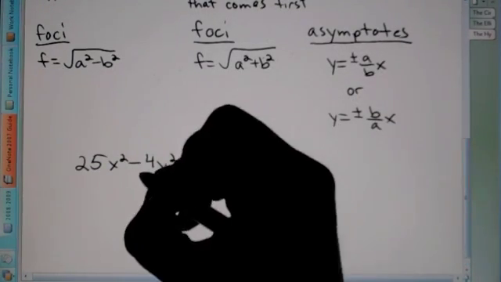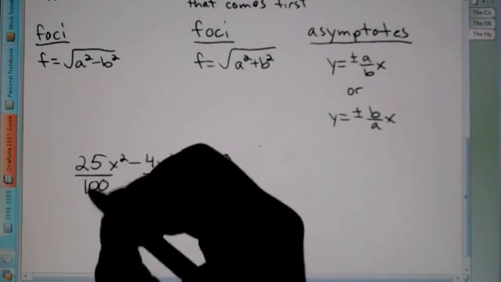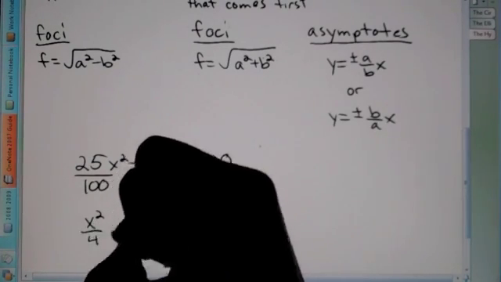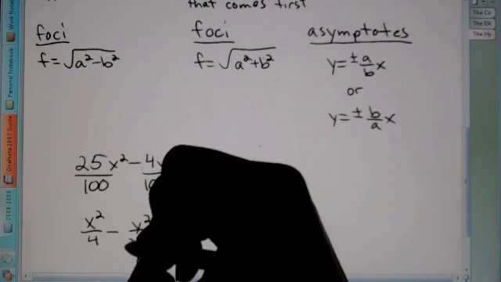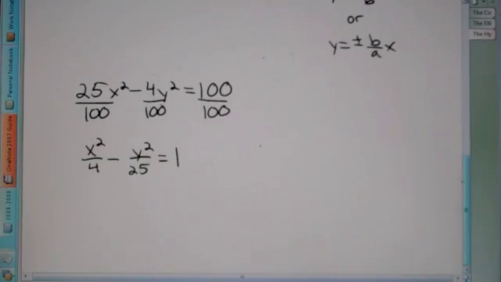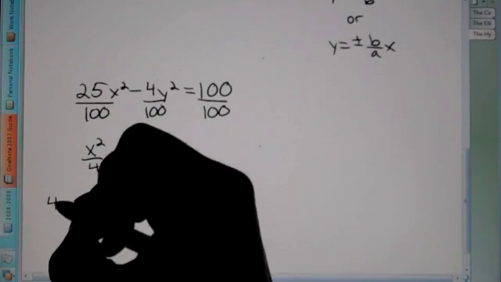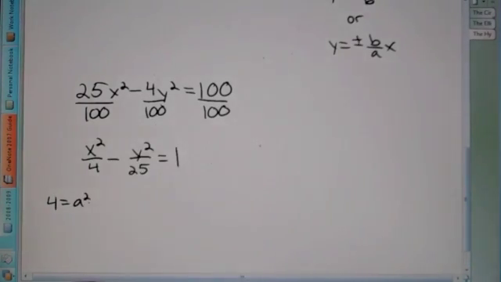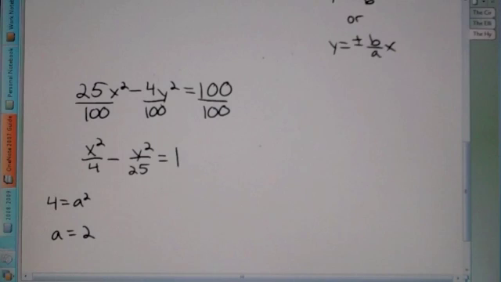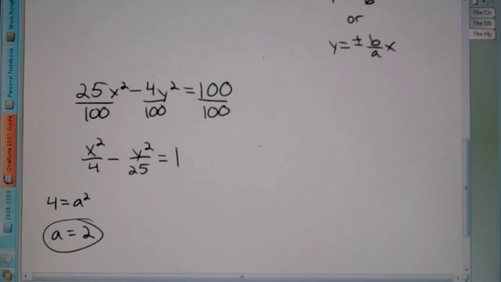And just like the ellipse, we're going to divide by 100. So 25 actually goes into 100 4 times. So we could reduce: x squared over 4 minus y squared over 25 is equal to 1. Now the question is which one is a, but remember with the hyperbola it's whatever comes first. So 4 in this case is a squared. So the way we find a is just to square root it. So we know that a is 2. Okay, so this is one bit of information.